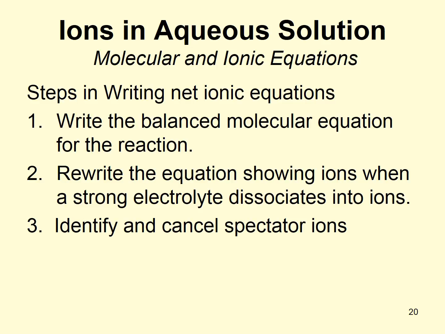And then also don't forget that if there's a 2 in front of the whole thing or any number in front of the whole thing, you need to distribute that to every ion that is broken apart from the compound. And then identify any spectator ions and cancel them out, and then you'll have your net ionic equation.